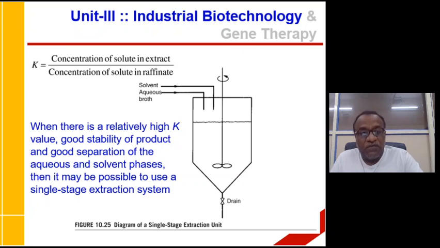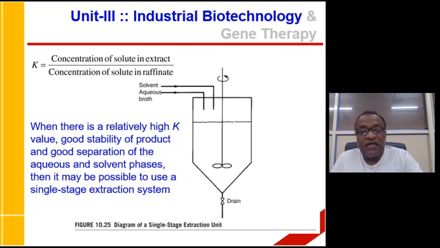So the final choice of solvent will be influenced by the distribution or partition coefficient denoted by the letter K, and this value of K defines the ease of the process of extraction. Now what is K? K is the concentration of solute in extract over concentration of the solute in the raffinate.